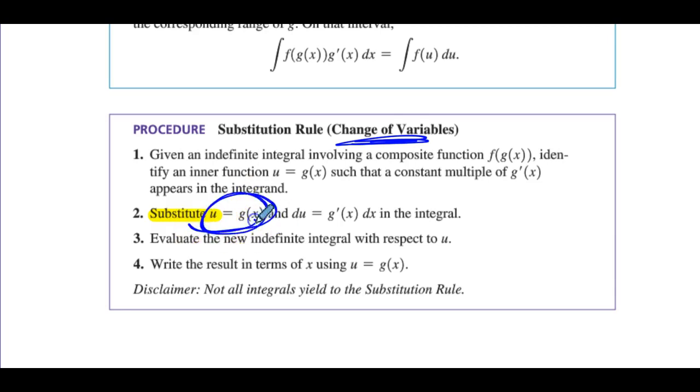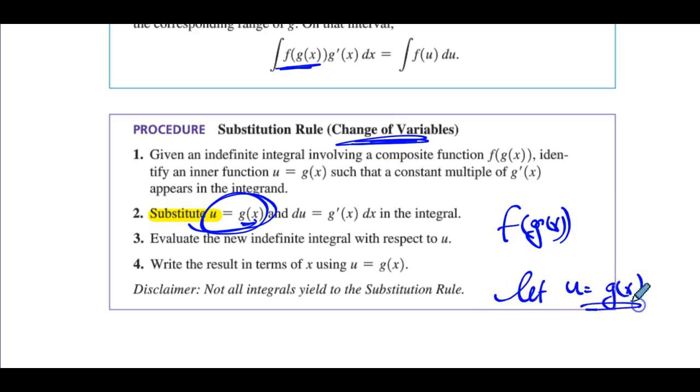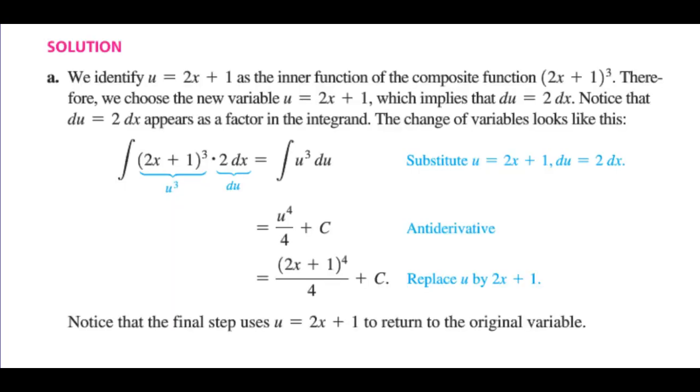90% of the time, we're going to let u be the inside function. So if I have f of g of x, a composite function, or a function within a function, I'm usually going to let u equal that inside function. Again, it doesn't always work, but that's the first thing I would try at least.